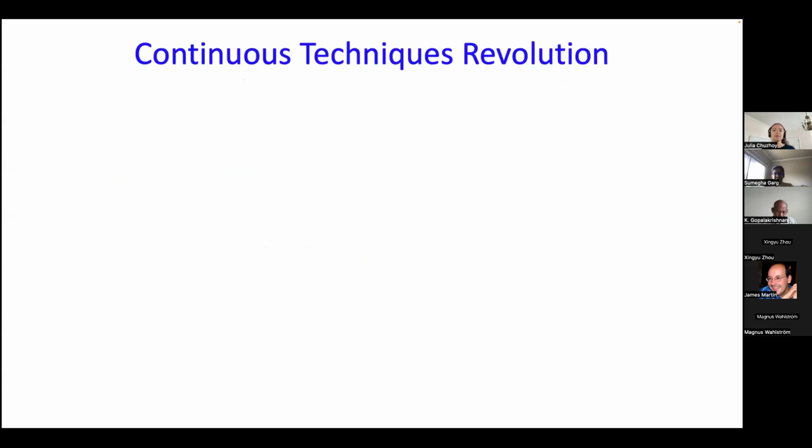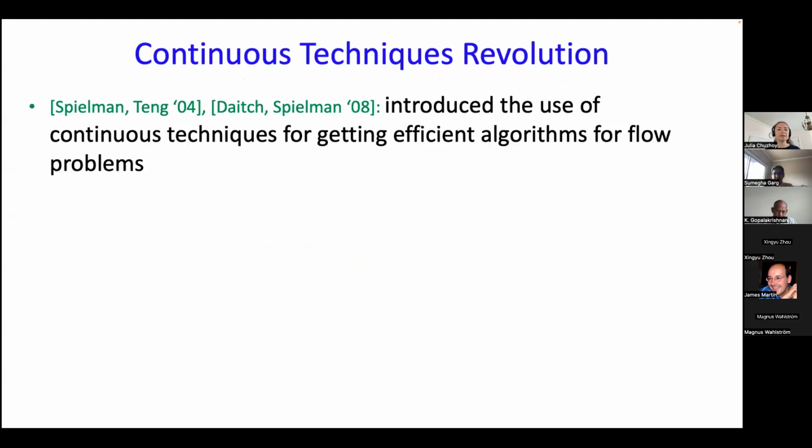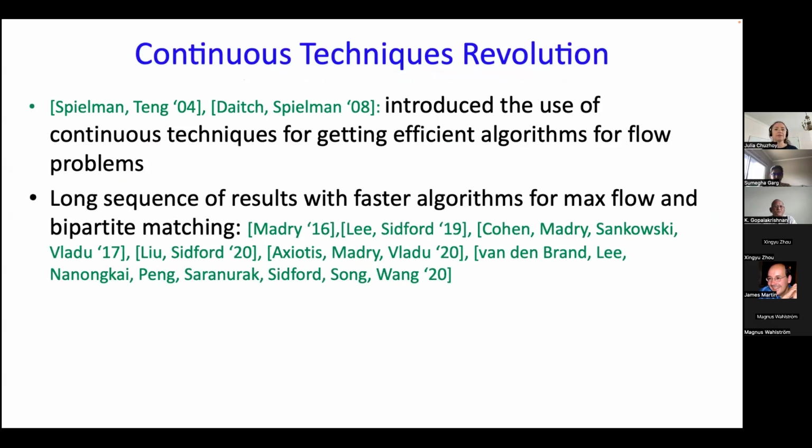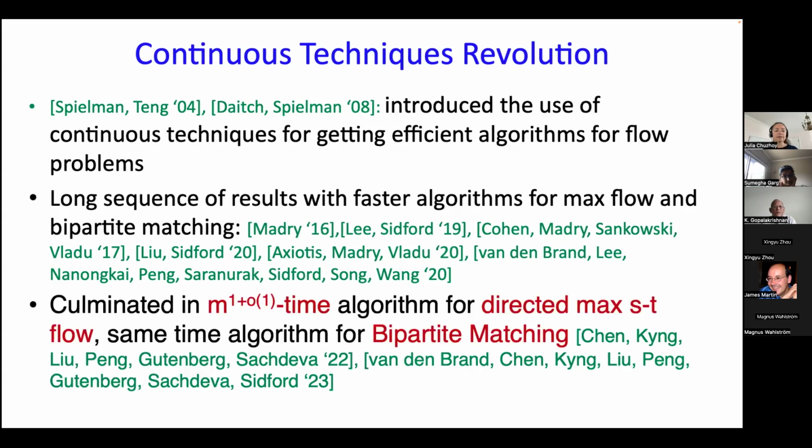And quite recently, a new paradigm emerged that completely revolutionized this whole field. This paradigm is the use of continuous techniques, and in particular, interior point methods, in order to solve flow and other related problems. This has led to a long sequence of really remarkable results. Several of them are breakthroughs in their own right, and probably I'm missing some of them on this list here. And recently, this culminated with a really amazing, almost linear time algorithm for directed maximum ST flow. In fact, even for the more general min cost flow, and it also gives an algorithm with the same running time for bipartite matching.